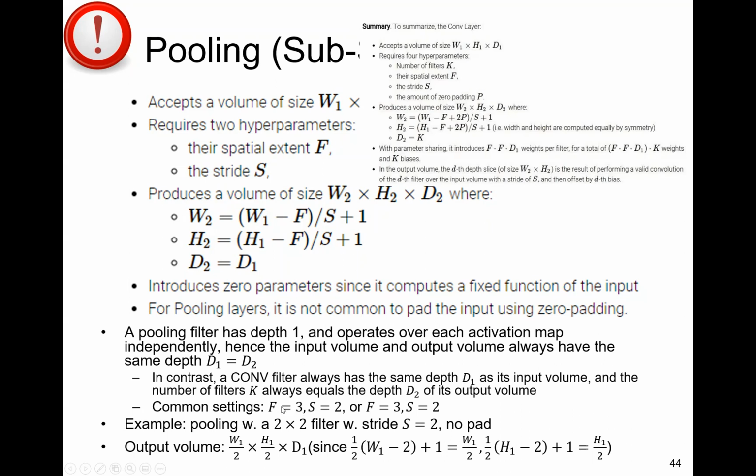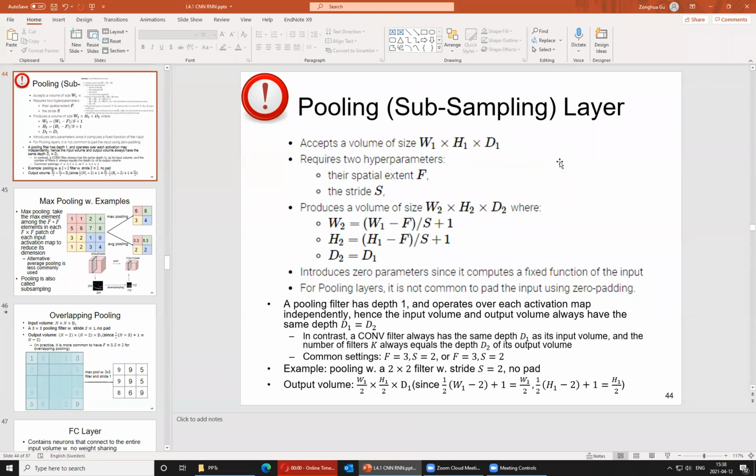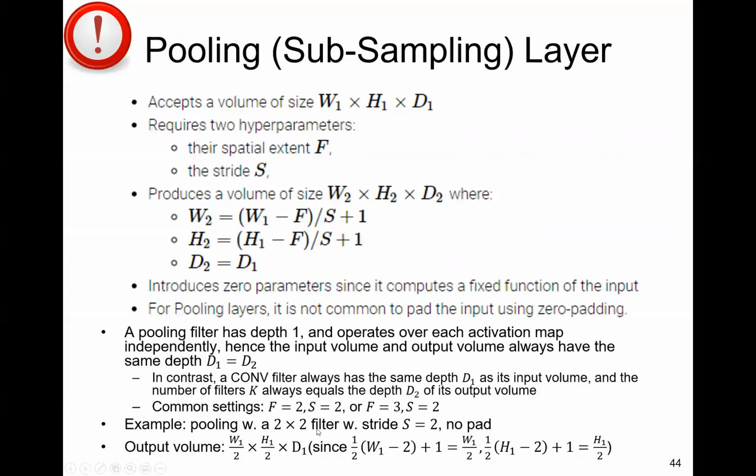So the common settings are filter size 3 by 3 by 1 because it has depth 1, and stride S is 2. Oh, I think another miss. Okay. Typo, it should be 2. For example, a 2 by 2 filter with a stride S equal 2, no pad, the output volume, if you do this math, is half of the original spatial size. So that's why it's called subsampling. So you're shrinking the spatial size.